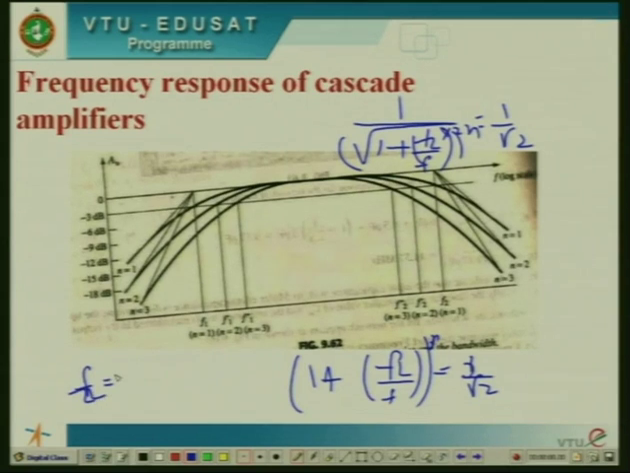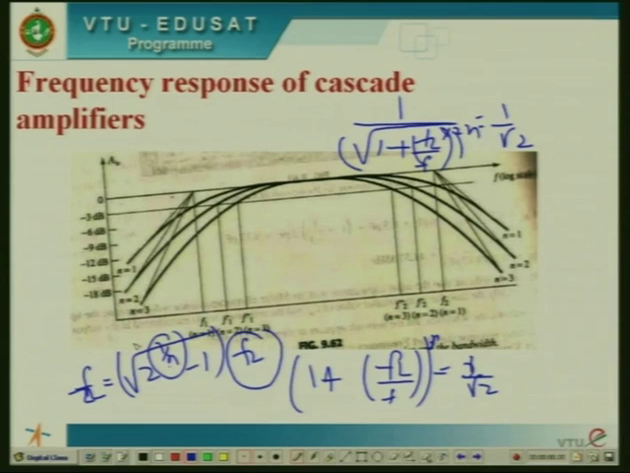equal to FL divided by square root of 2 to the power of 1 by n minus 1, where FL is the individual cutoff frequency at the low frequencies, and n is the number of identical stages connected. Therefore, as the value of n increases, the cutoff frequency is reduced, because you are finding the roots of that, and then that cutoff frequency is defined.